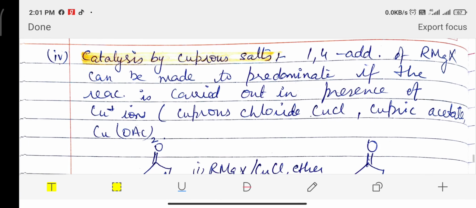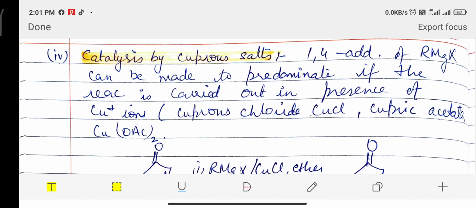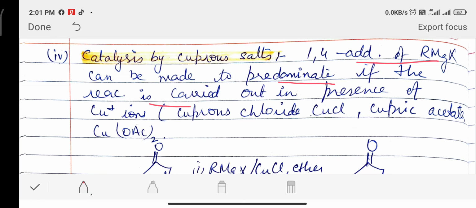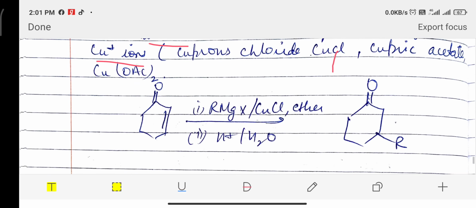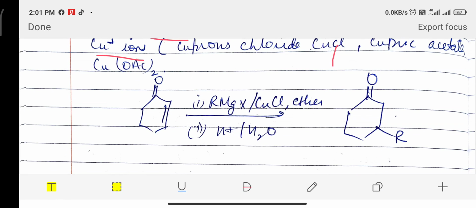And so next is catalysis by cuprous salts. 1,4 addition of Grignard reagent can be made to predominate if the reaction is carried out in the presence of Cu positive ions. That is, in this example, we have taken addition of Grignard reagent in the presence of CuCl and ether, that is Cu positive ions, and then the addition will take place. 1,4 addition has taken place.